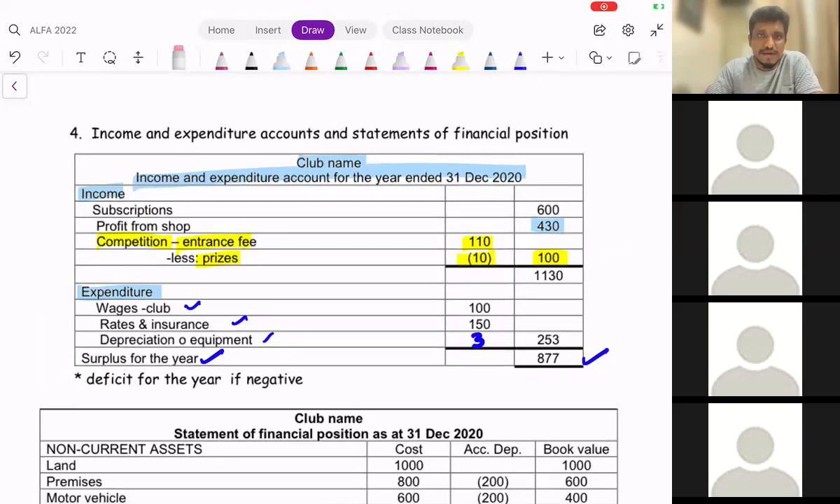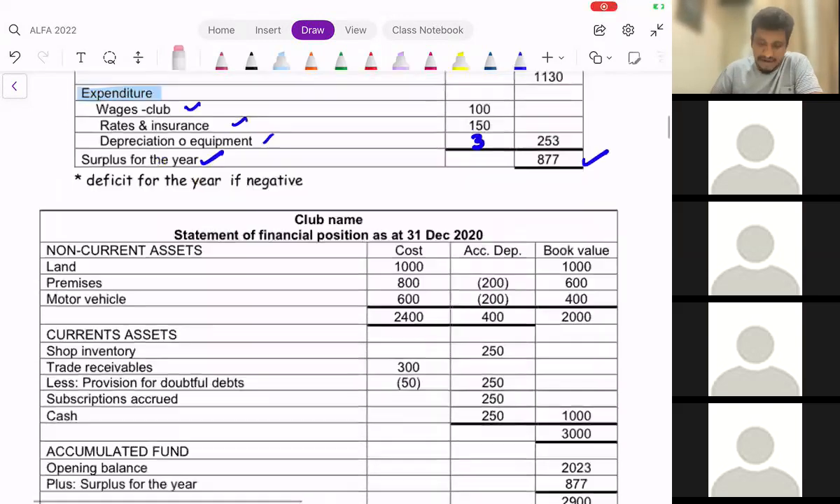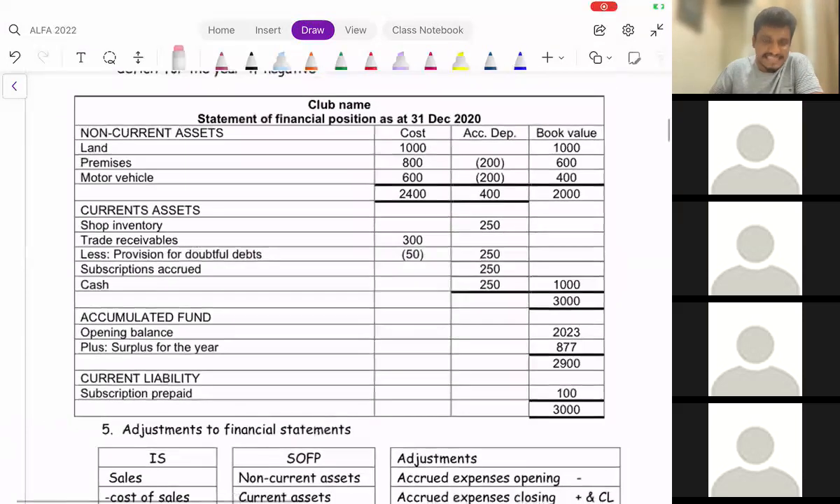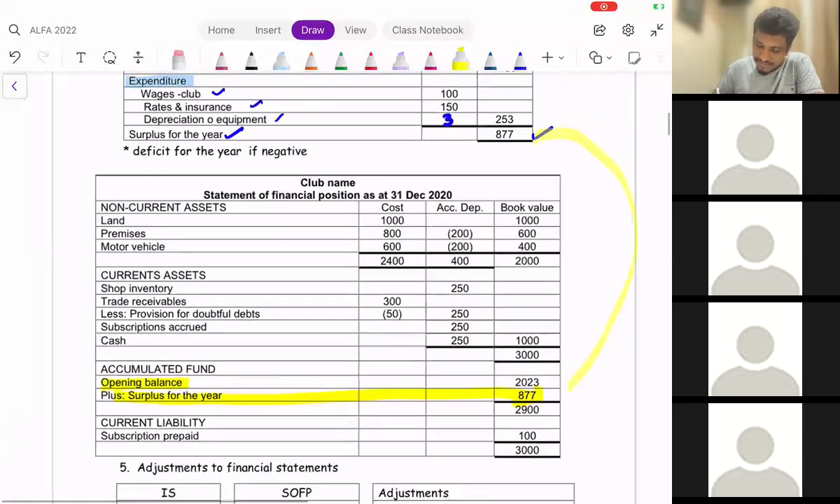Okay, after that, you need to know how to prepare the statement of financial position. It is exactly the same as the normal statement of financial position, except for the capital part. The capital part we change to accumulated fund. Normally, we take the opening balance of the accumulated fund plus the surplus. This surplus comes from here. If it is a deficit, then we minus.